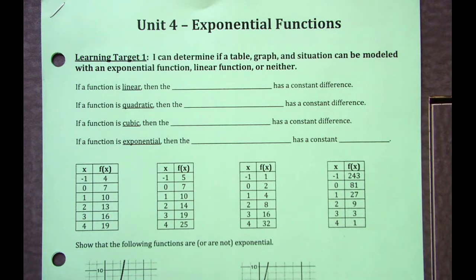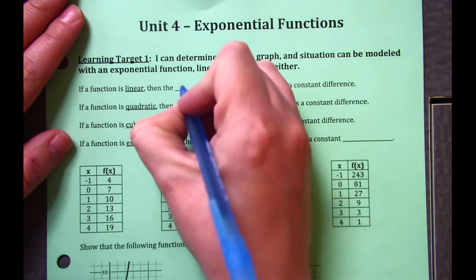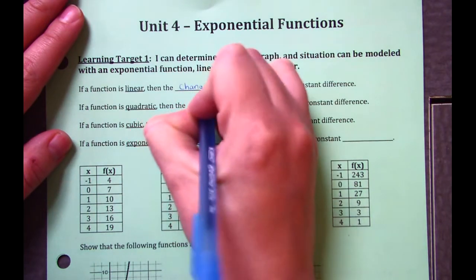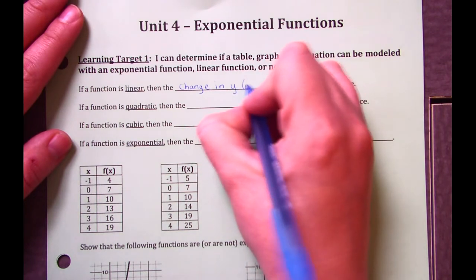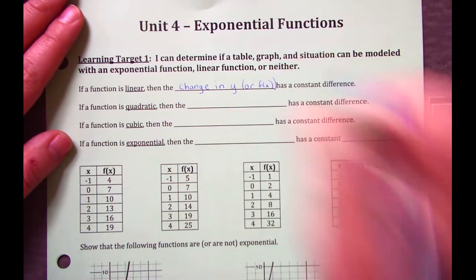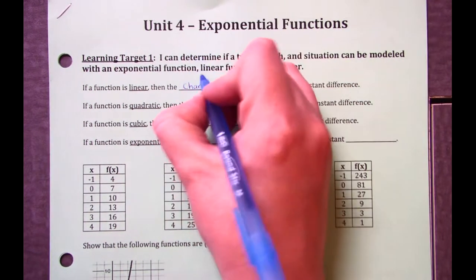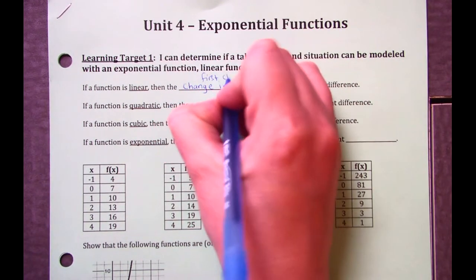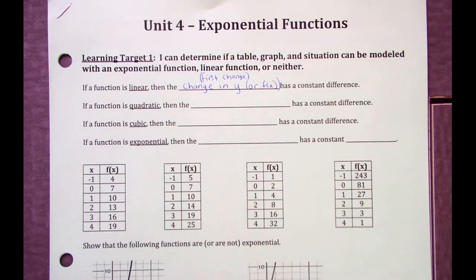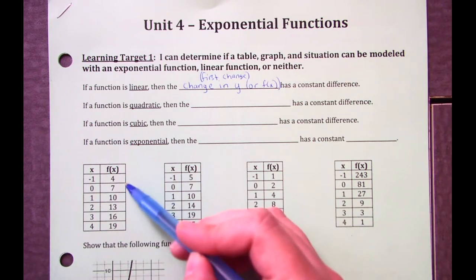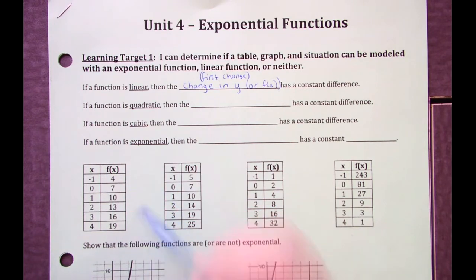Now if a function is linear, then we know that the change in y, or f of x, has a constant difference. We'll call that the first change. So if you were to find, for example, all the differences here, they should all be the same. And if they are, it's a linear function.